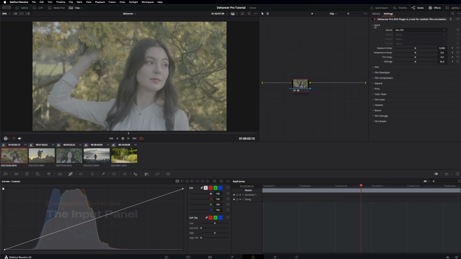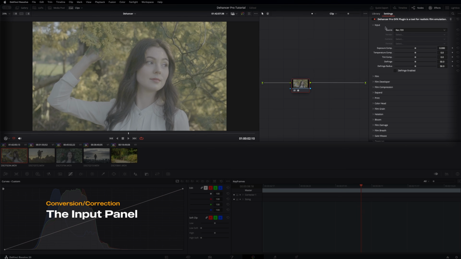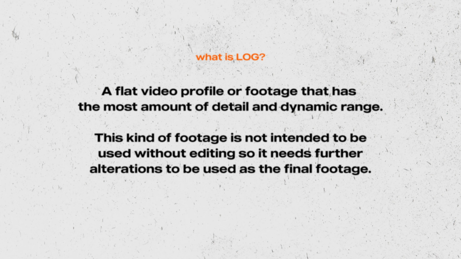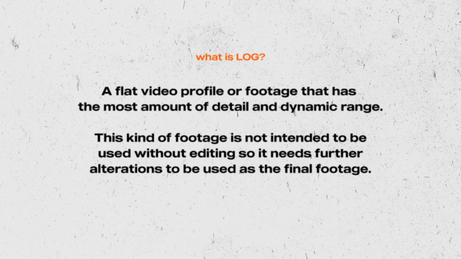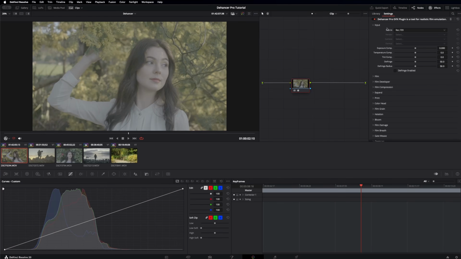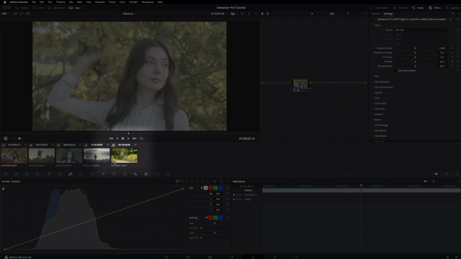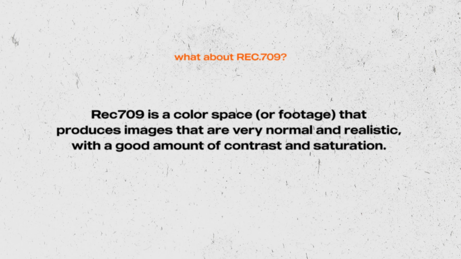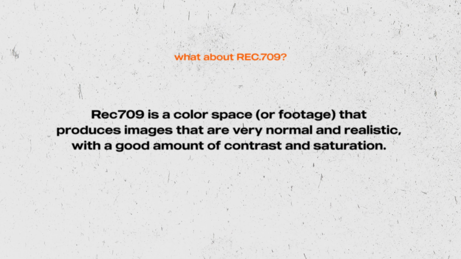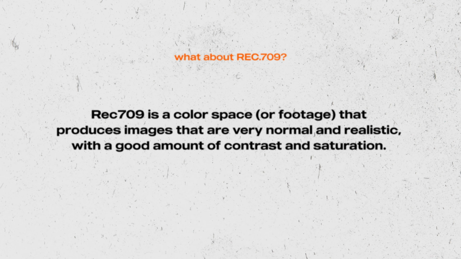Let's start with input panel. Here you can convert your dull looking log footage, which is this one, to more vibrant and balanced output. So a log footage or profile is a flat video profile your camera can shoot in. Log keeps more detail in the shadows and highlights. It gives you more flexibility in editing and especially for color grading. While Rec 709, which is this one, is pretty much the standard color profile for most screens like TVs, mobile phones, and other screens like your monitor.